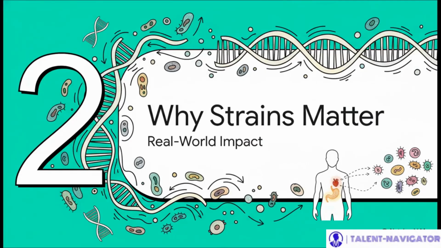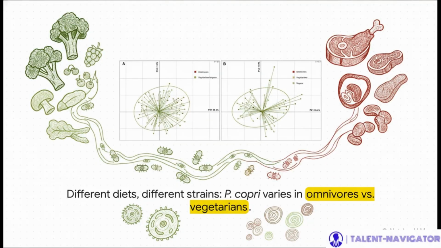Okay, so we've got the tools to identify these unique strains, but knowing how to find them is really just step one. The super exciting part, and what we're going to get into next, is why this all matters. This is where the science literally leaves the lab and walks right into our daily lives. And this illustrates one of the biggest applications perfectly, your diet.